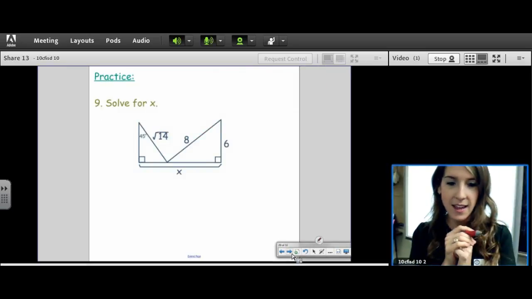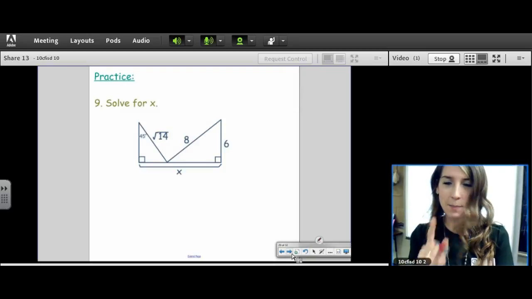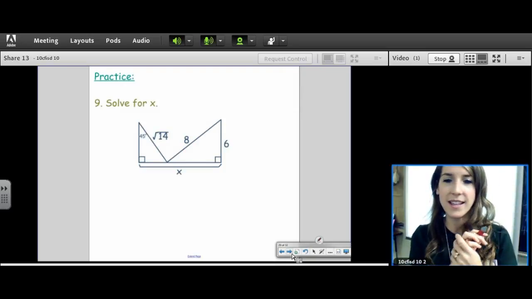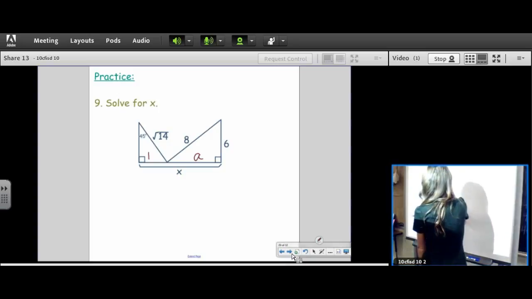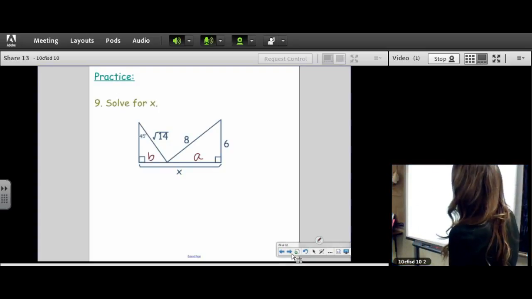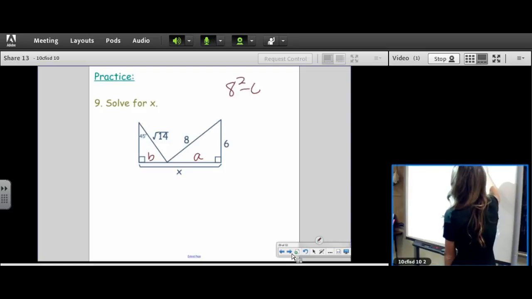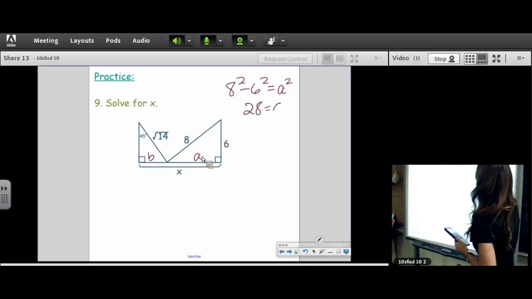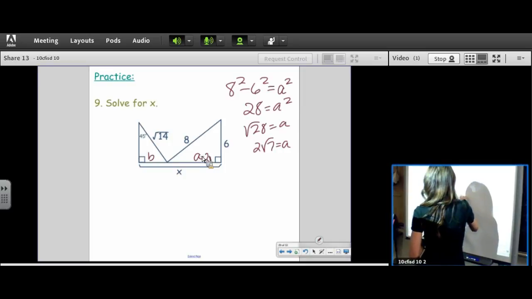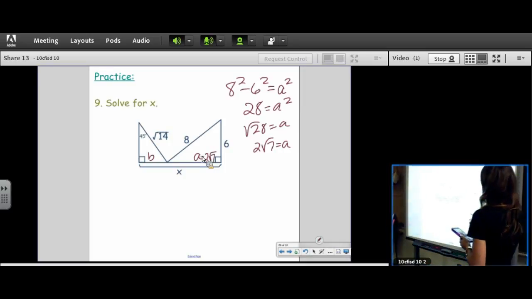Last problem of the day. I spy a Pythagorean triple. Do you see one? No, I don't. Never mind. The 8's in the wrong spot. All right, let's get started. Let's call this A and let's call this B. Let's look for A first, Pythagorean theorem. Well, that's an A. Kind of wish it was a triple. It would have made this problem a little bit less painful. Good. Okay, so A is 2 root 7. Cool. All right, let's work over here.